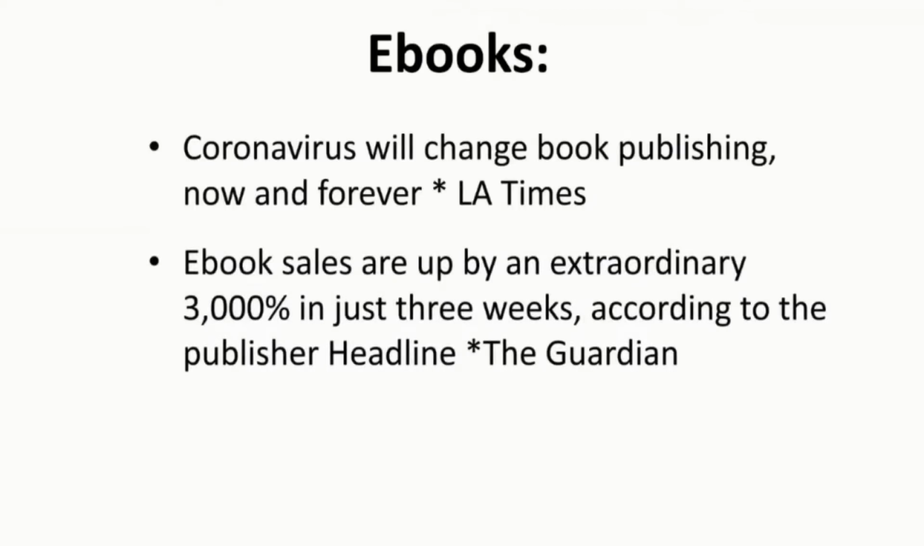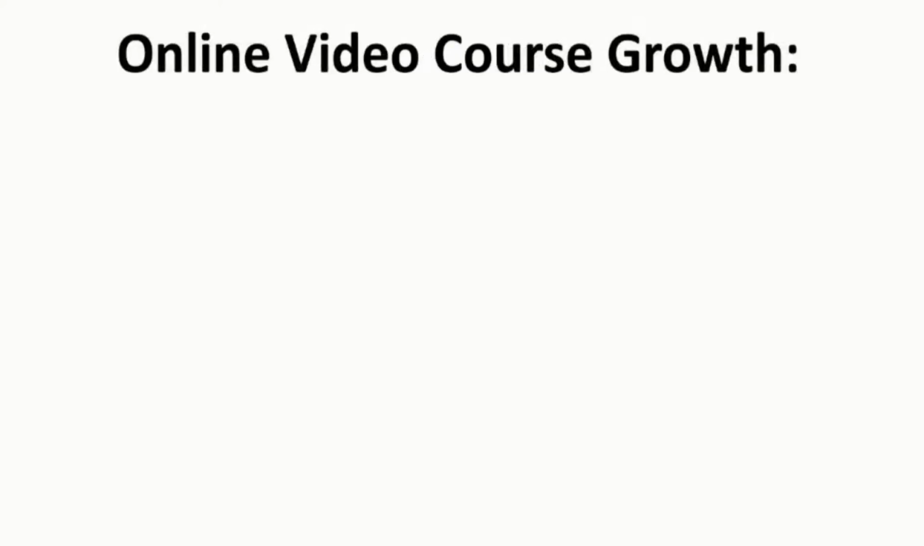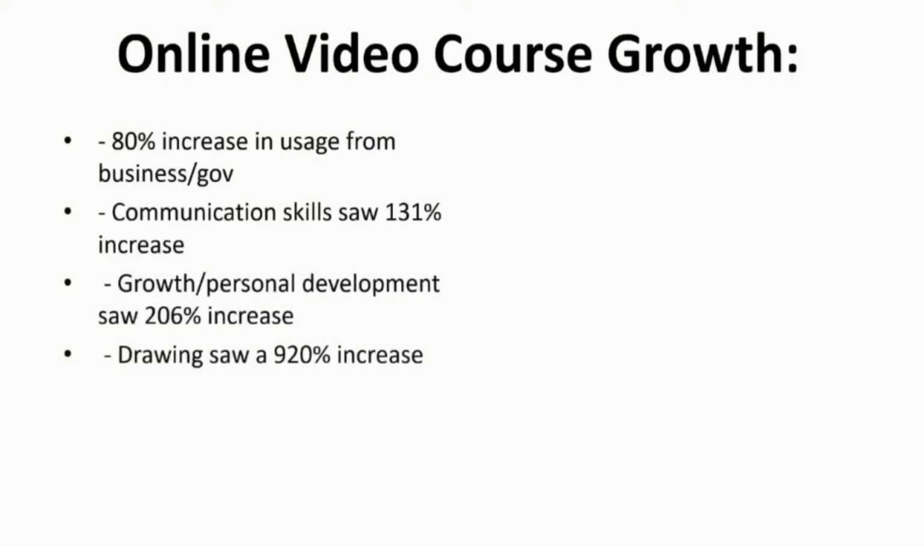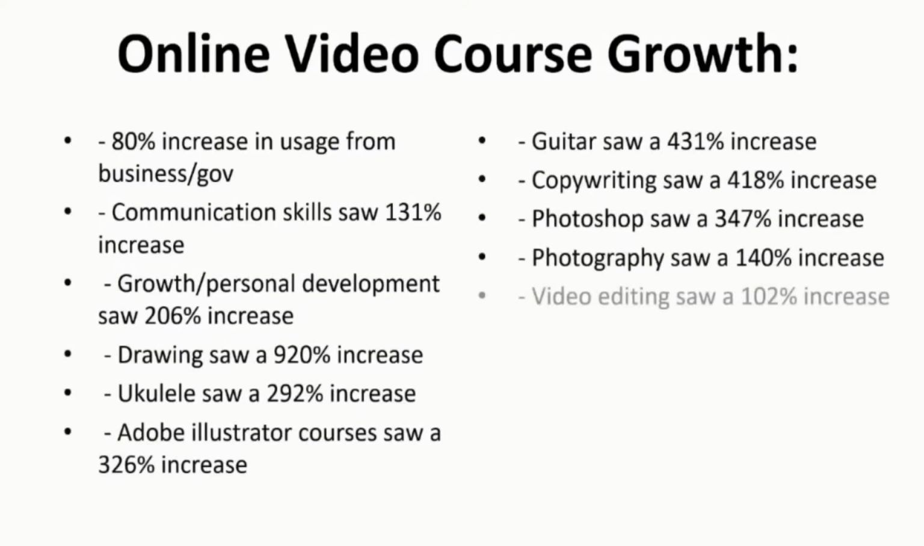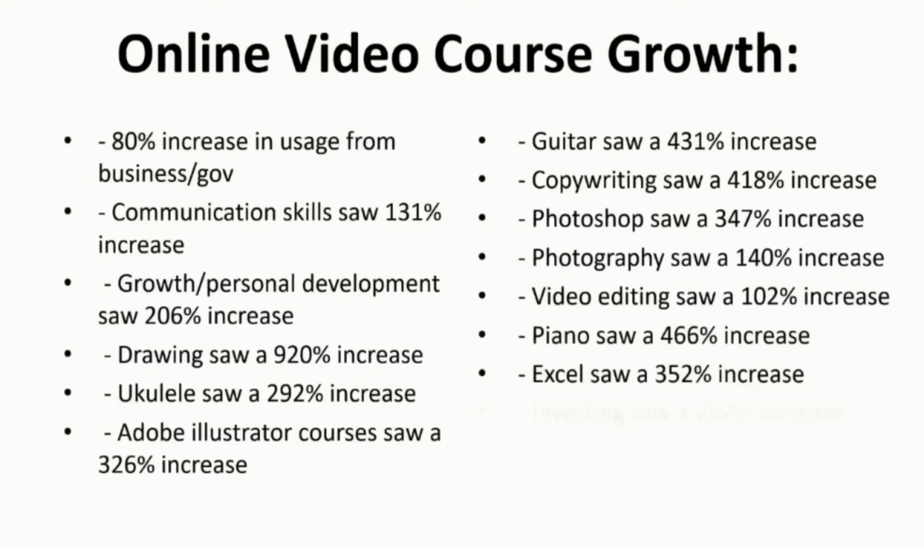Selling of ebooks, by the way, is up 3,000%, according to The Guardian. And people are consuming a lot of video course training as well. You can see here all these different types of video course training are on the rise and on the increase. So anything from playing piano has a 466% increase in people buying and consuming and learning through online training.